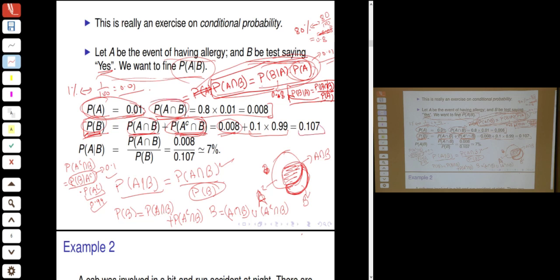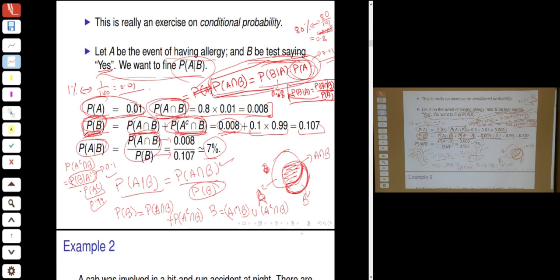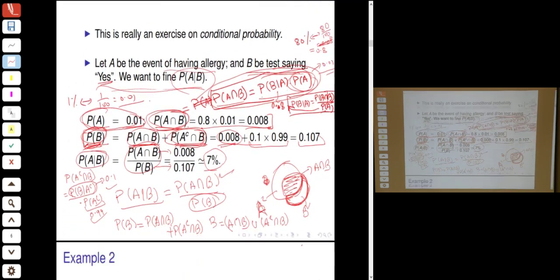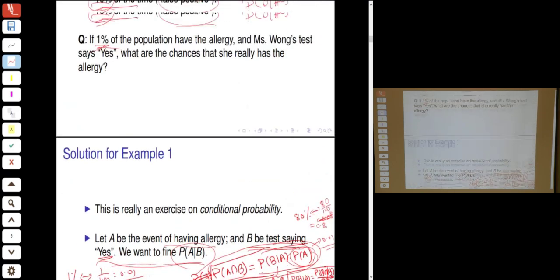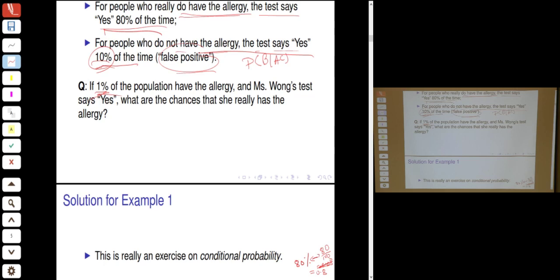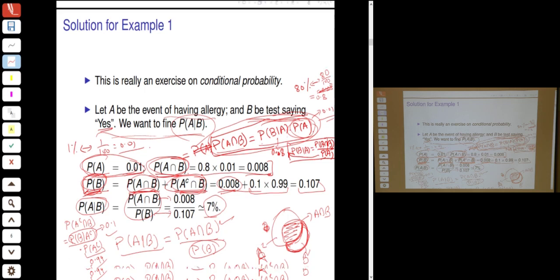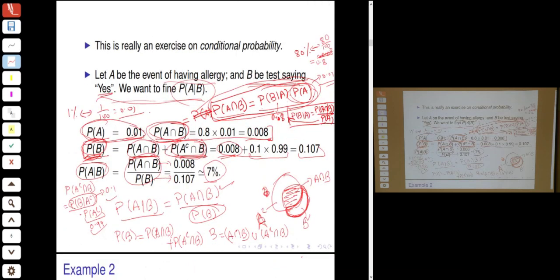So, now we have calculated probability of A intersection B, we have calculated probability of B. So, we calculate probability of A given B by writing it as probability of A intersection B divided by the probability of B, plug in the values that we have calculated before for the numerator and the denominator, and get the final answer as approximately 7%. Okay? So, given the test says yes, the chances that Miss Wong really has the allergy is 7%. It's that low. Okay, any questions?